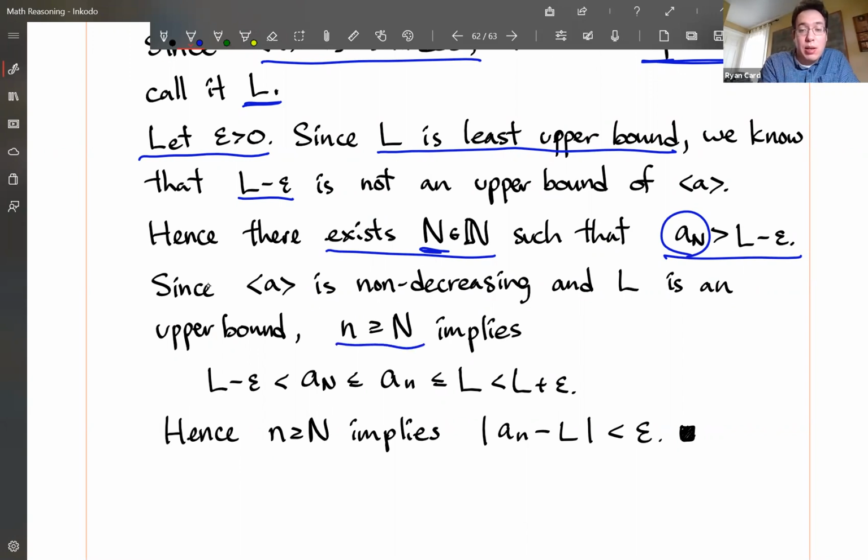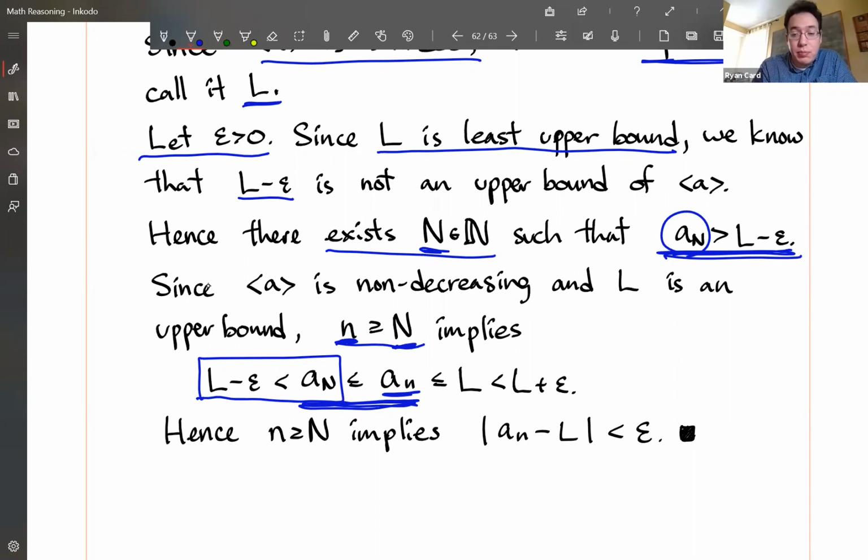All right, so n greater than or equal to N implies, we know that L minus epsilon is smaller than A sub N, which is exactly the same thing as this inequality, I just wrote it backwards. And because the sequence is non-decreasing, A sub n is larger than or equal to A sub capital N. And we know that A sub n is less than or equal to L, because L is a least upper bound. In particular, it's an upper bound, right? It's greater than or equal to every element in that sequence. And of course, L is less than L plus epsilon because that's epsilon more than that.